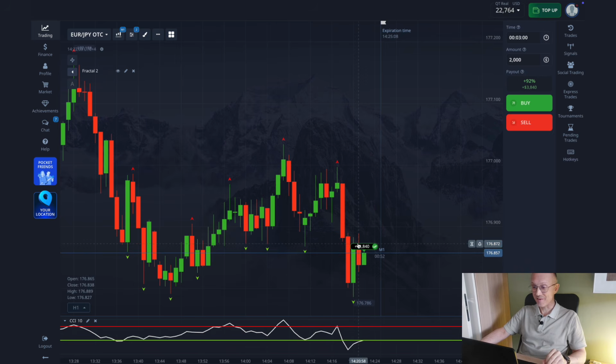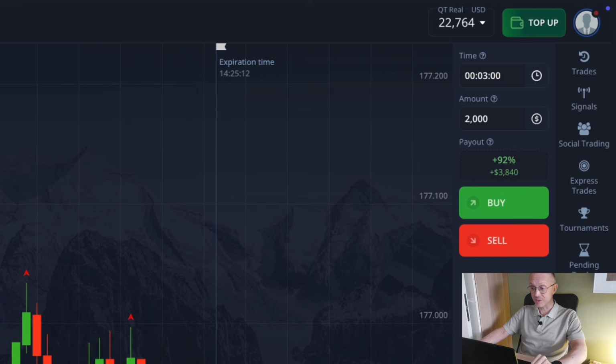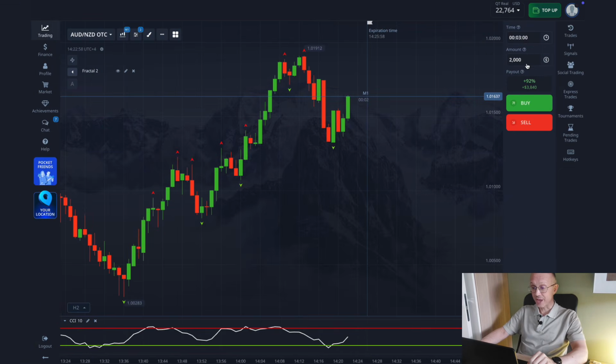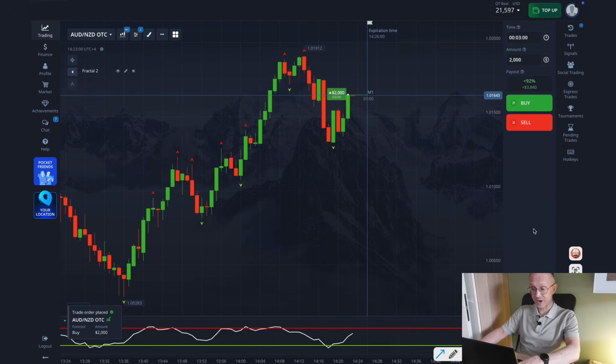And again, everything worked. The balance is replenished by $1,840. Let's move on. Here's an interesting entry point. The expiration time is 3 minutes and I'm opening a long trade for $2,000.